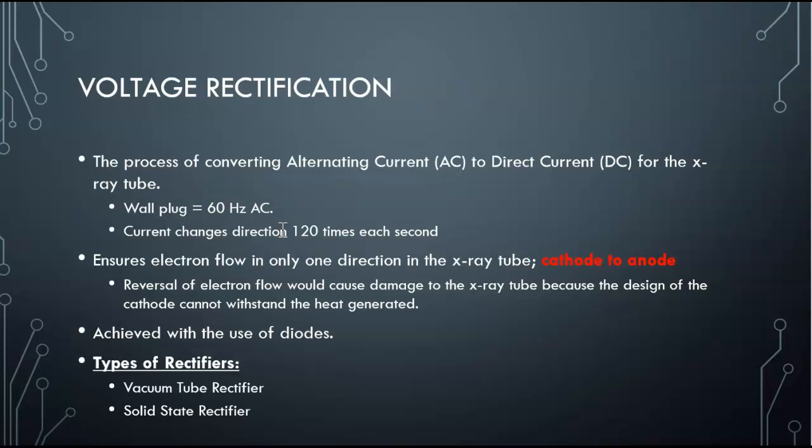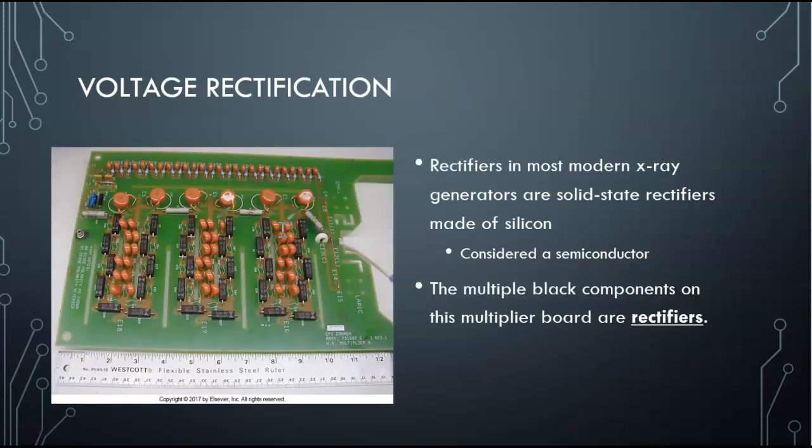We have this alternating current and we need to make sure that we're going from cathode to anode only. Okay, reversal of electron flow would cause damage to the X-ray tube because the design cannot withstand the heat. The cathode would break. So this is achieved through the use of diodes, and we typically use solid state diodes. There's also vacuum tube rectifiers, but solid state is what we use today.